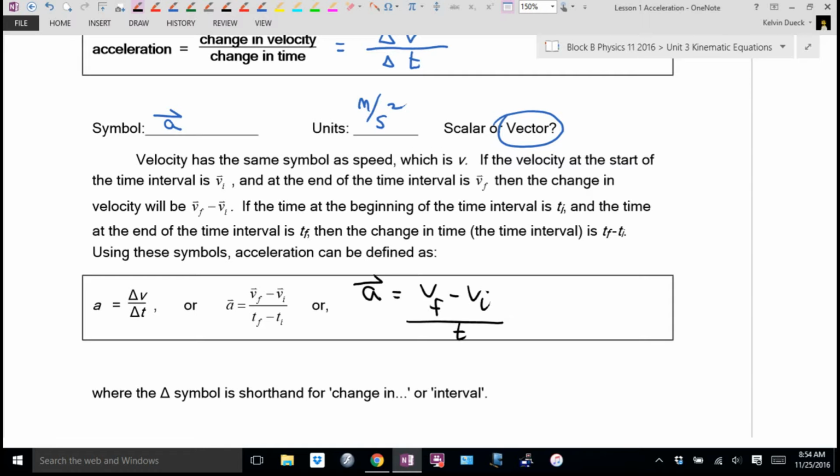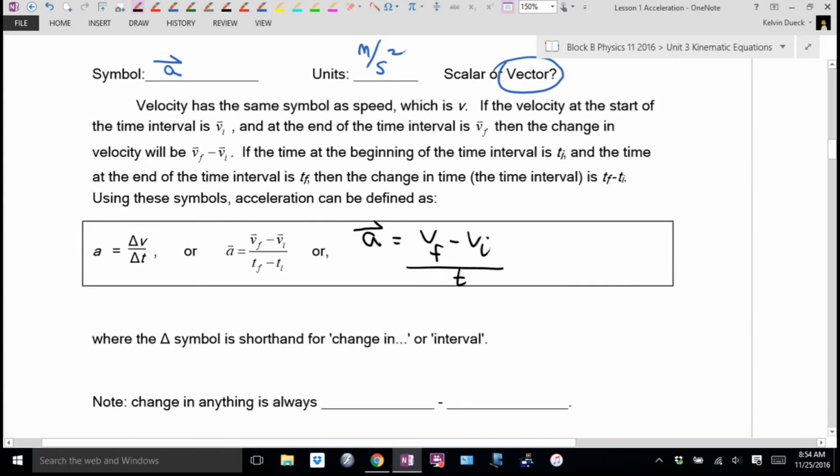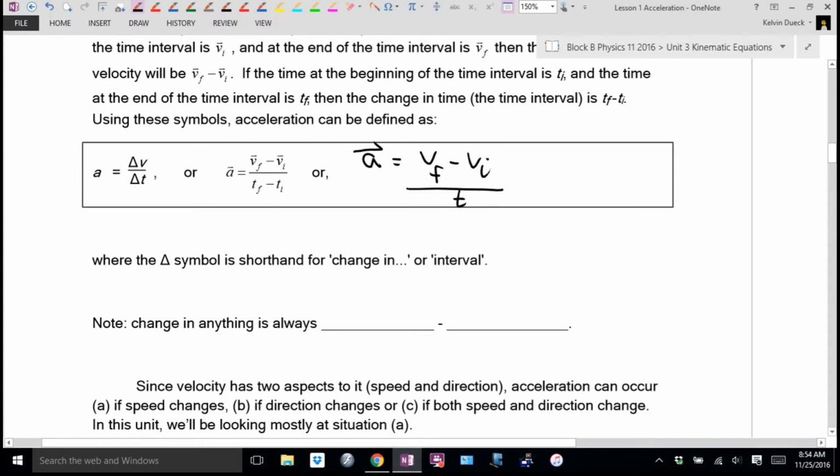Where the triangle is shorthand for change in, or interval. Little handy note: change in anything is always final minus initial. If you want to find the change in voltage, it's going to be the final voltage minus the initial voltage. If you want to find the change in momentum, it's going to be the final momentum minus the initial momentum. If you see that triangle, find the final thing, find the initial thing, and subtract them. That's going to be handy.